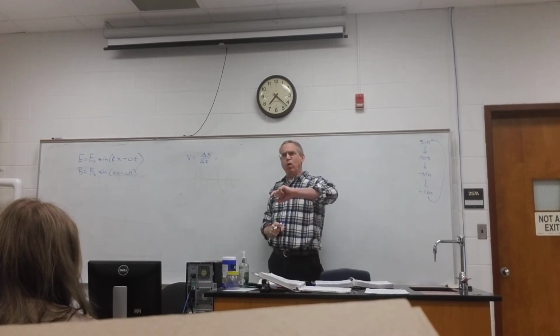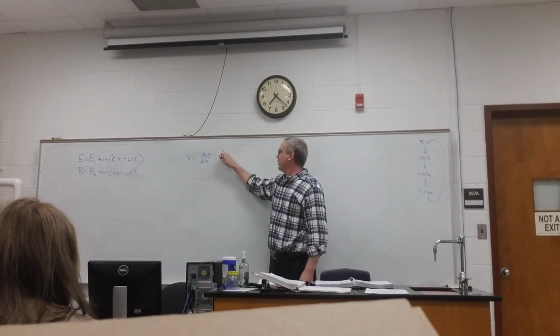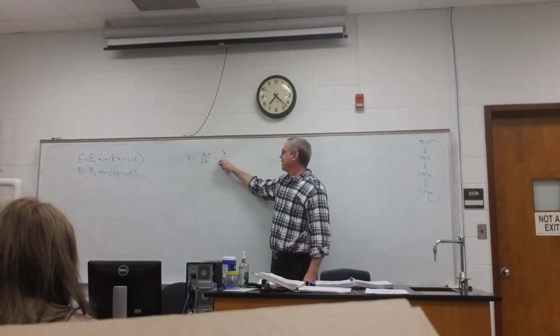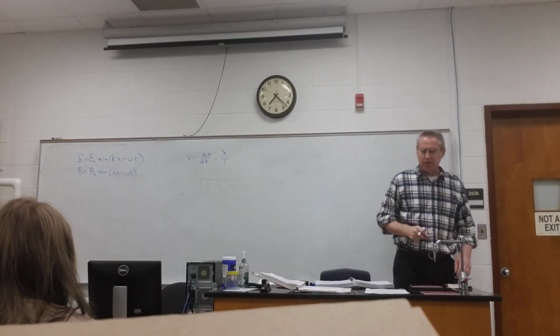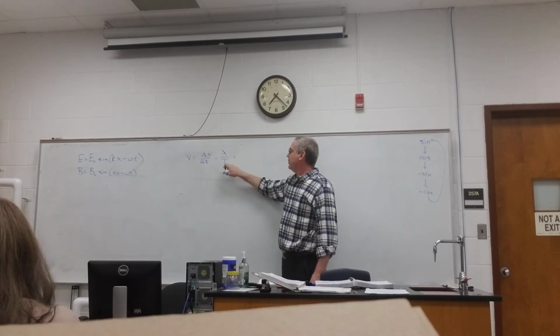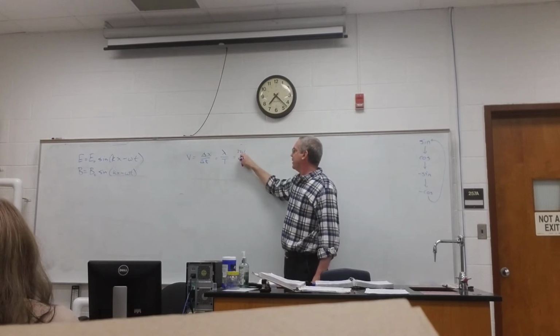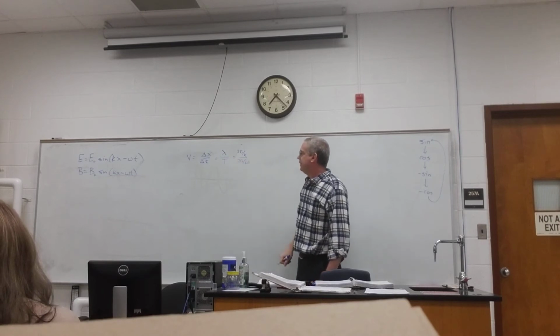So if I think about one complete cycle, the distance traveled is just the wavelength, and the time it takes to do it is just the period. We went through a similar derivation at the end of 151 for most of you. And the wavelength is 2 pi divided by k, and the period is 2 pi divided by omega.